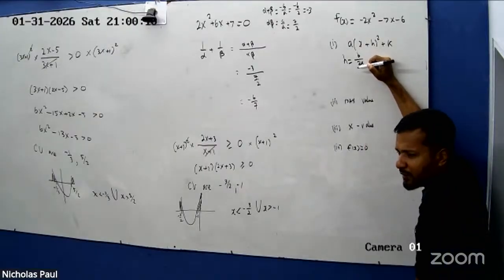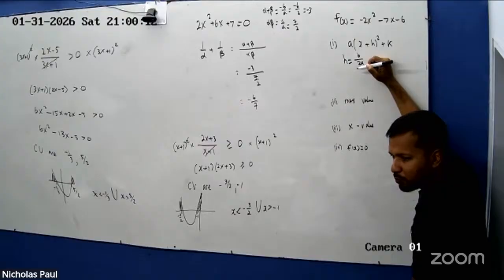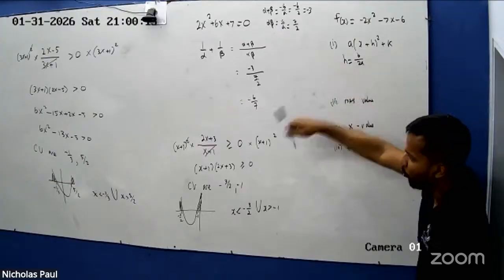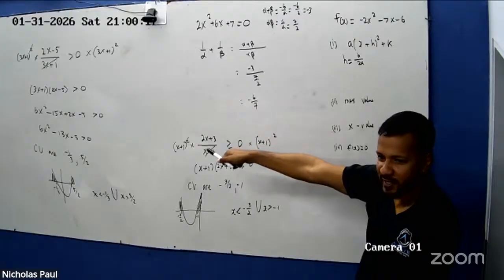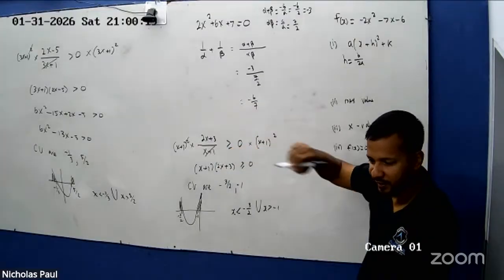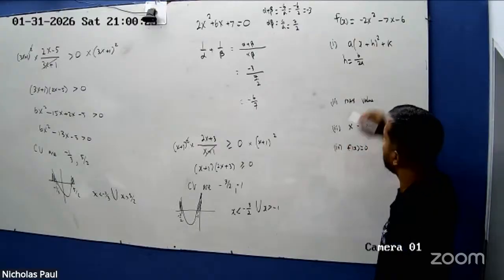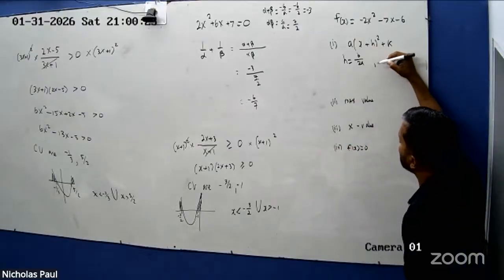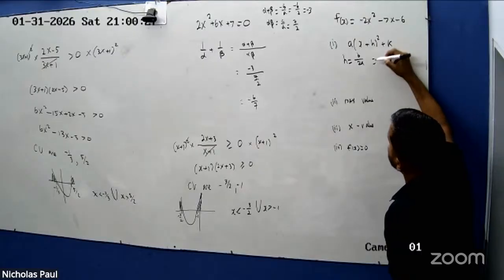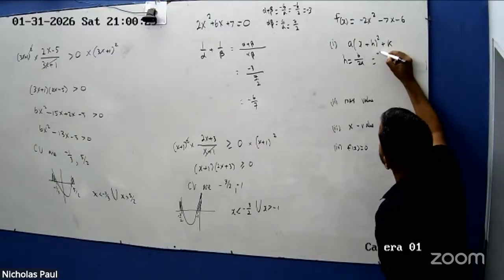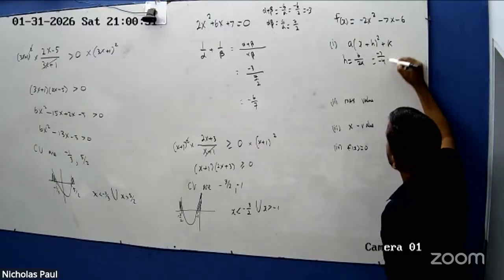What did I write in the essay? B on 2A, right? H is B on 2A, right? Yeah, it's minus B. Right, so that is minus 7 over minus 4, 7 and 4.